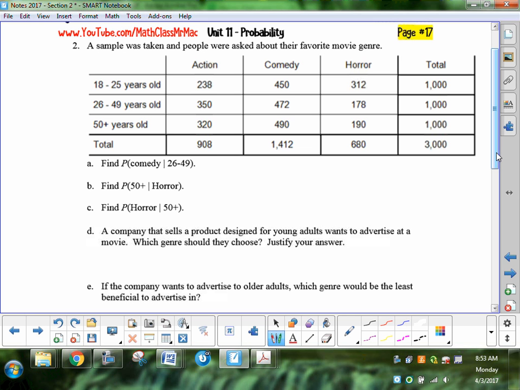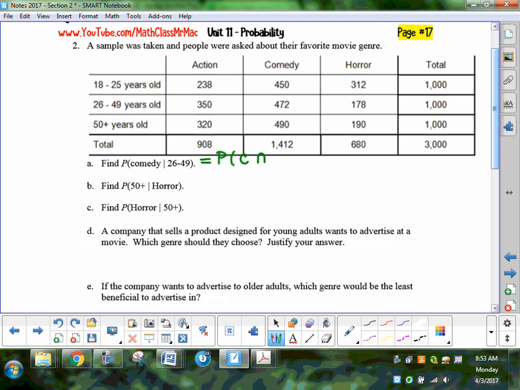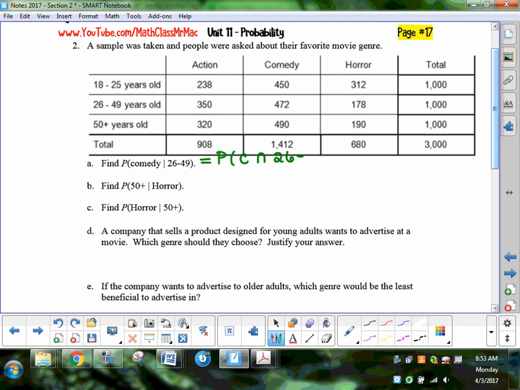So, looking at what's here, we need to find the probability that someone likes a comedy given that they are in that age range. So, how would we determine the probability that someone likes a comedy and is in that age range? Well, we need to break it down. We need to find the probability that the person likes a comedy and is in that age range, the 26 to 49, all over the number of people. And what would our denominator be, Megan, that we're dividing by? Probability of what? Or the number of what?